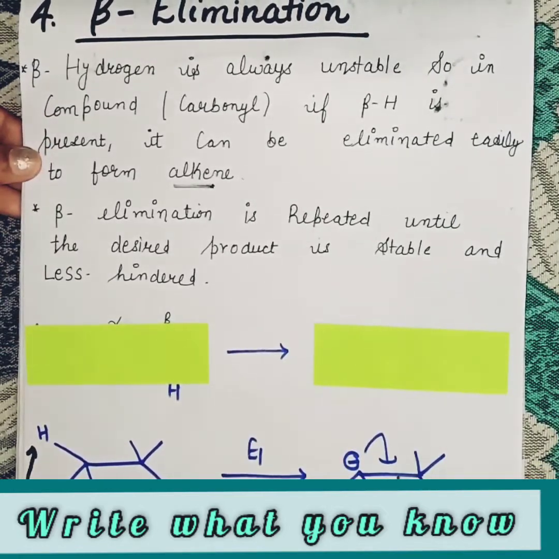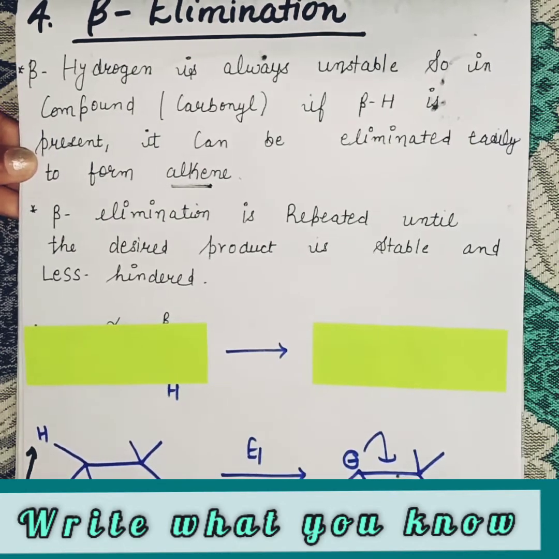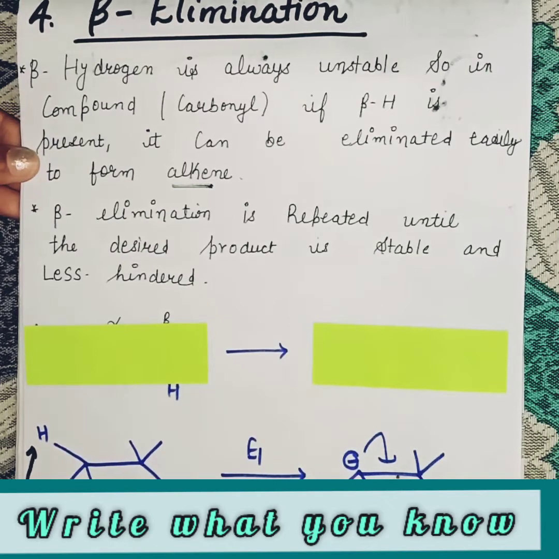So we have completed all 4 reactions: oxidative addition, reductive elimination, migratory insertion, and beta elimination. Believe me, guys, these are very important reactions. So we have discussed almost all the organometallics and many lectures on organometallics or metal pi complexes.